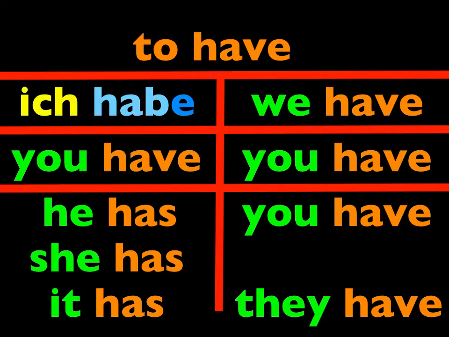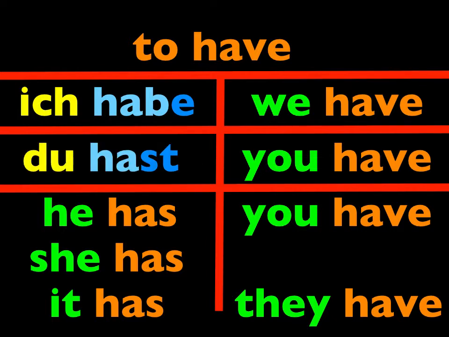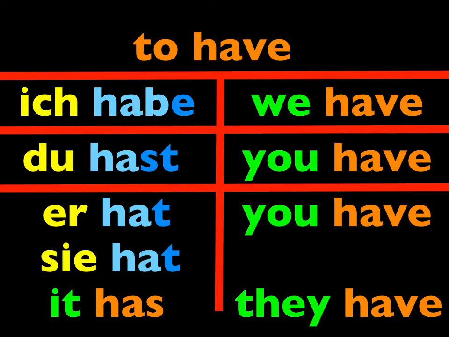Good. Repeat how to say you have when talking to a friend, family member, or child. Du hast. Good. Repeat he has. Er hat. Repeat how to say she has. Sie hat.